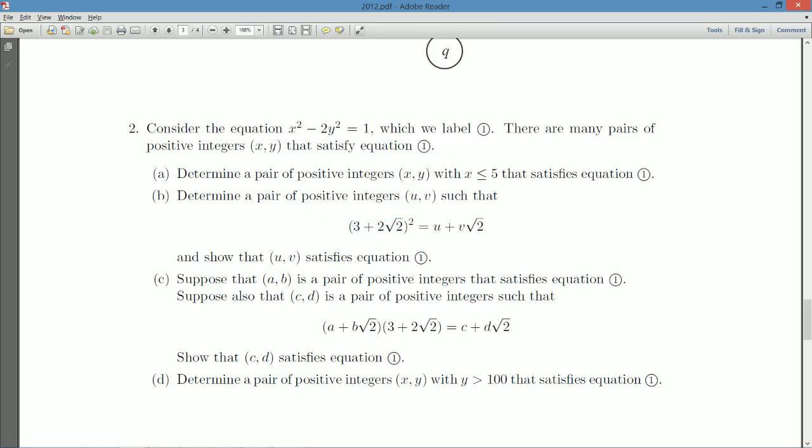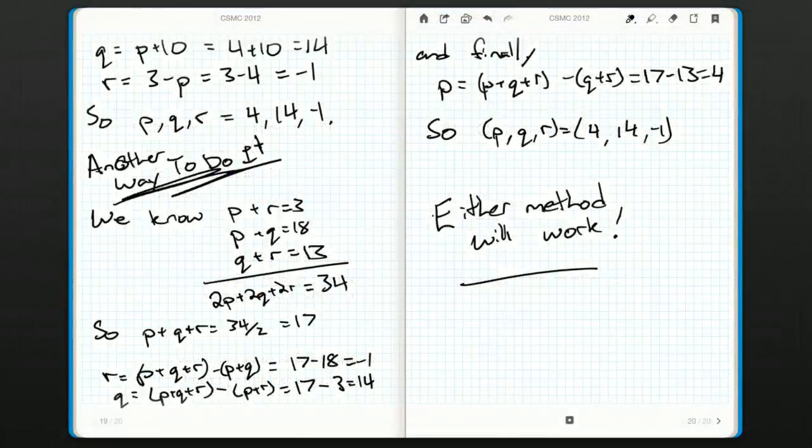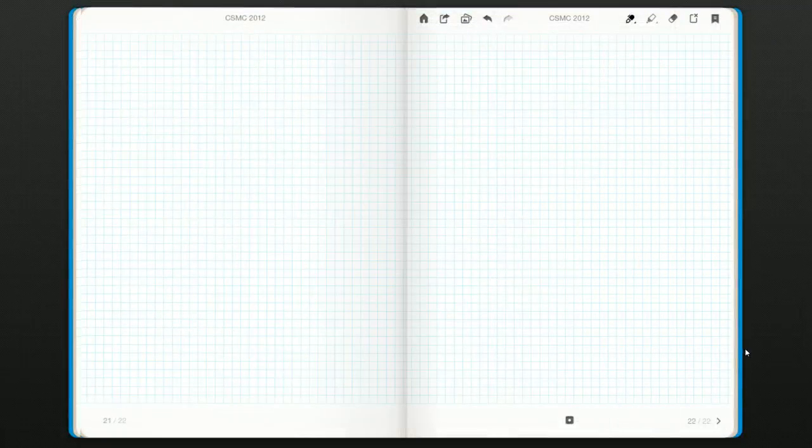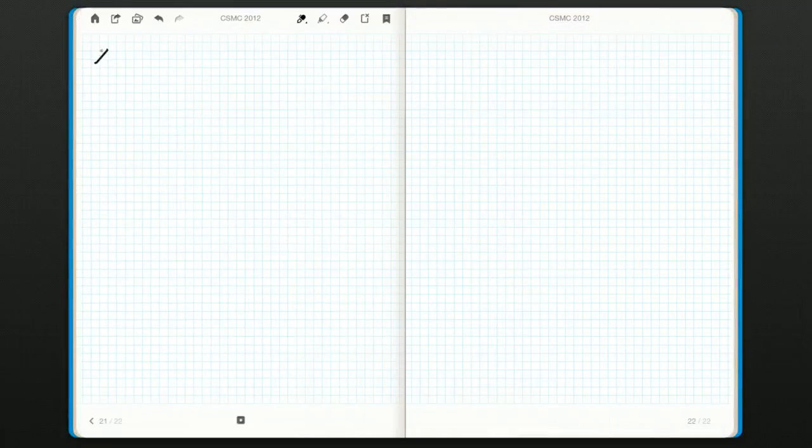We're asked positive integers, and x is less than or equal to 5. That means there's only 5 possibilities for x. We can just try each of them in turn and solve the equation for y. So we get ourselves a brand new page. Now we're just asked for one pair. So once we find one, we can stop.